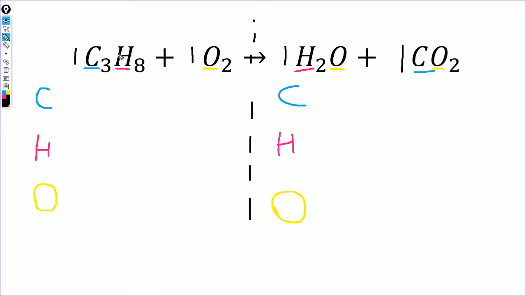Now I have a 3, an 8, a 2, a 2. There's nothing written for this subscript, so it's a 1. There's nothing written for this subscript, so it's a 1. And there's a 2 right here.